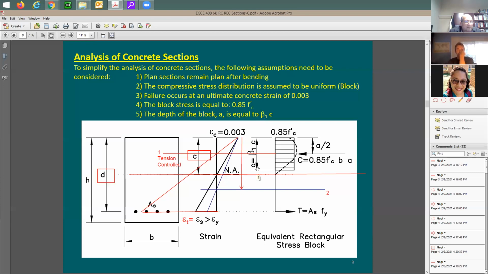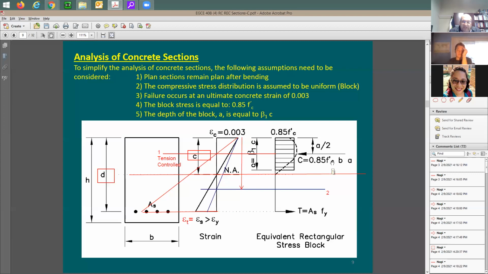Can you repeat that again? Okay. When you add lots of reinforcing, what's going to happen? This tension force is going to increase. Correct? Yes. And then you need to set T equal to C.